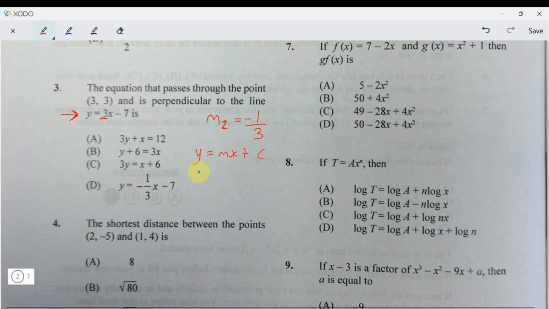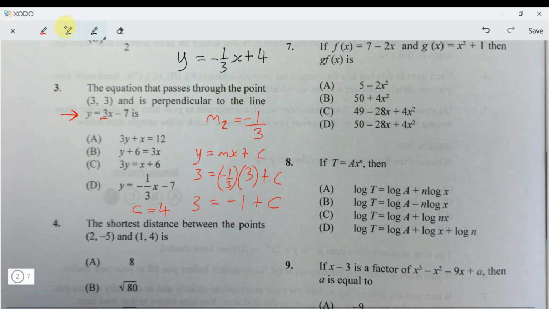Now that you have the gradient, when y is 3, the gradient is negative 1 over 3 and x is 3, plus c. Negative 1 over 3 times 3 is just negative 1. So this is saying 3 equal negative 1 plus c. So we transpose this equation by bringing over the 1 to the other side, and we end up with c equal to 4. Once we get c equal 4, we're able to write down the equation of the line. The equation of the line then is going to be y is equal to, what is the gradient? Negative 1 over 3x plus 4.